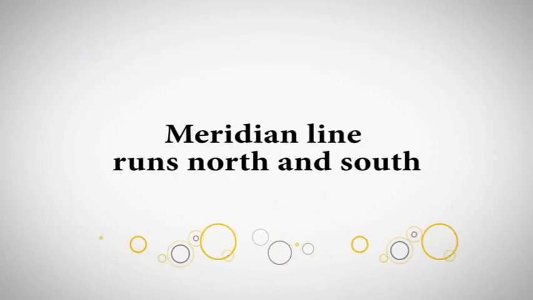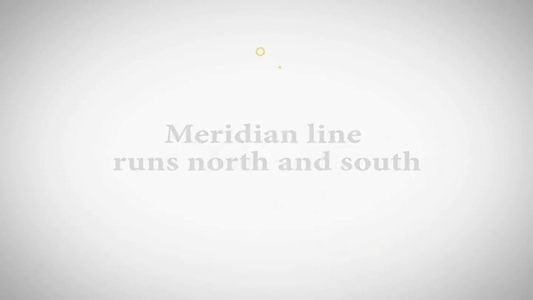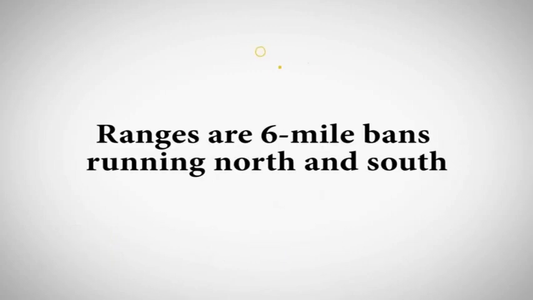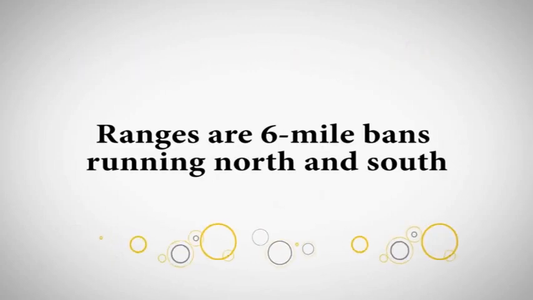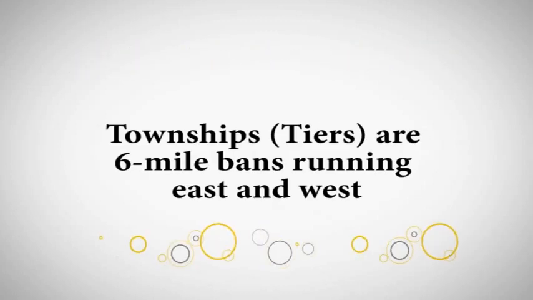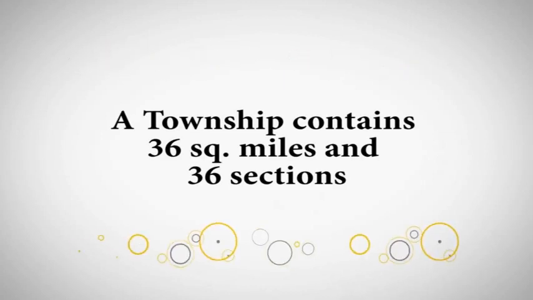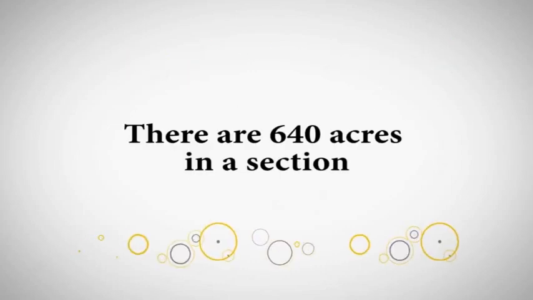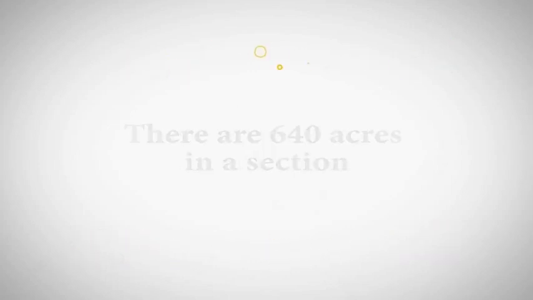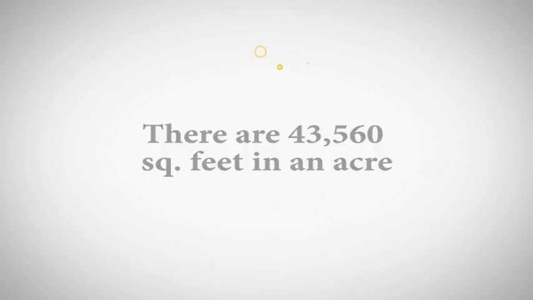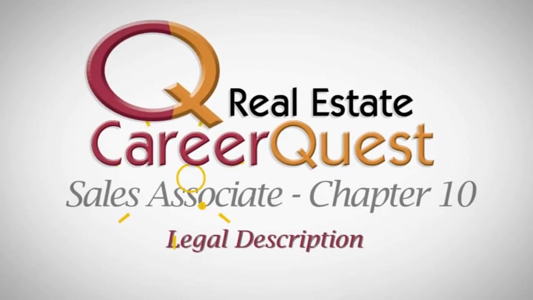The meridian line runs north and south through Tallahassee. The baseline runs east and west through Tallahassee. Ranges are 6-mile bands running north and south through Tallahassee, and a township is a tier band running east and west from Tallahassee. A township contains 36 square miles or 36 sections. There are 640 acres in a section. There are 43,560 square feet in an acre. And that's all I have for Chapter 10's review.